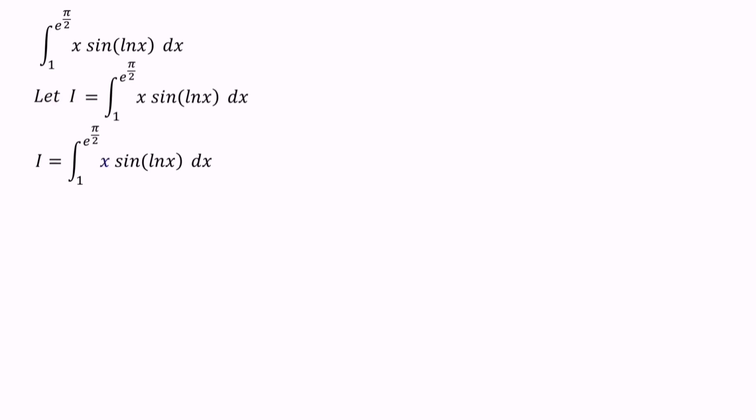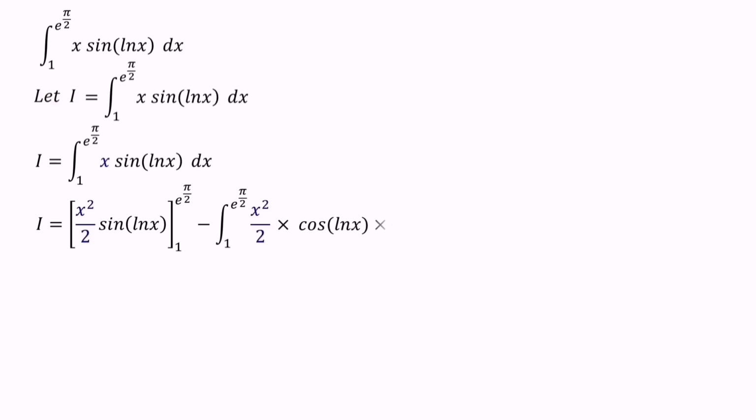We can give priority to the simple x term. Integration of x we can write as x squared over 2. We can write the sin(ln x) term as it is. Now minus integral x squared over 2 times the differentiation of sin(ln x). Differentiation of sin(ln x) we can write as cos(ln x), and differentiation of ln x is 1 over x.